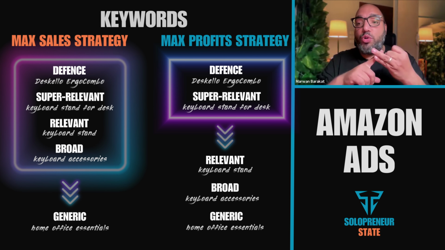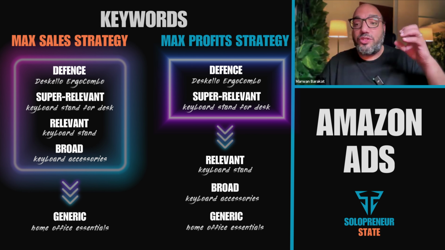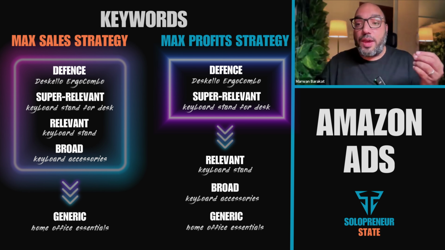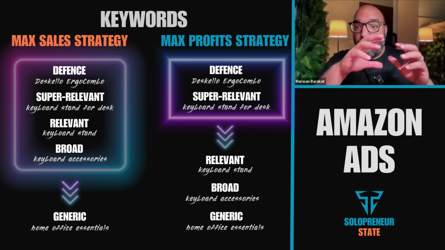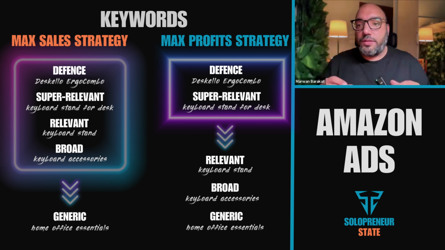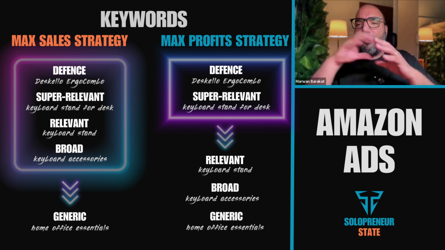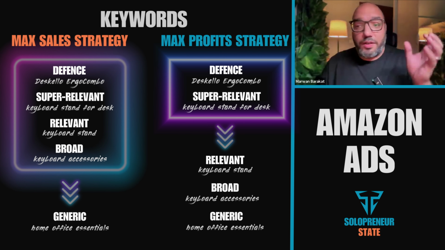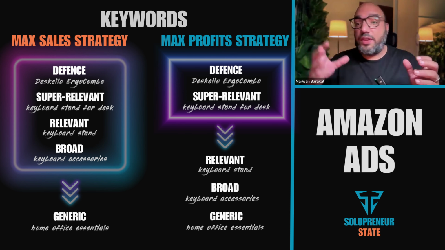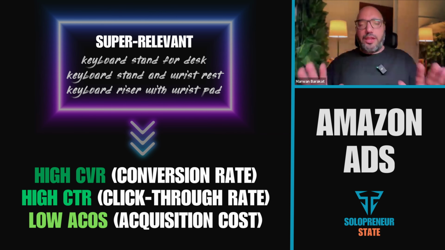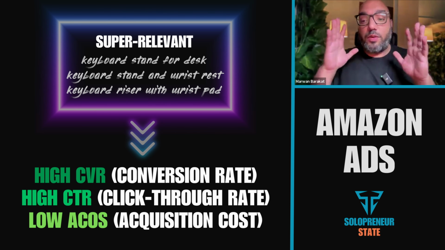Something else very important, that I want you to use these keywords as the names and the structure of your campaigns inside your Amazon ads. I don't want you to create one campaign that has keywords that are generic and relevant and super relevant inside of it. Now, this campaign, the performance will vary so much between the super relevant keywords and the relevant keywords and the generic keywords. I'm going to give you an example for you to understand this 100%.